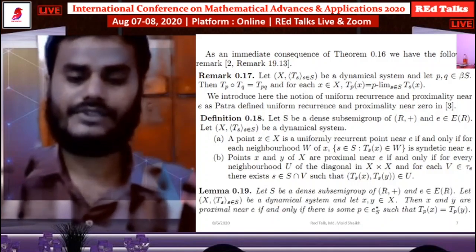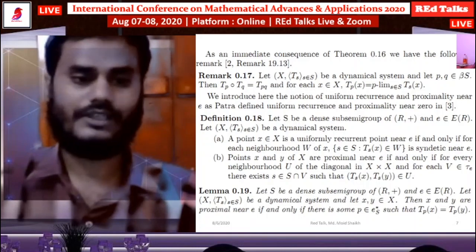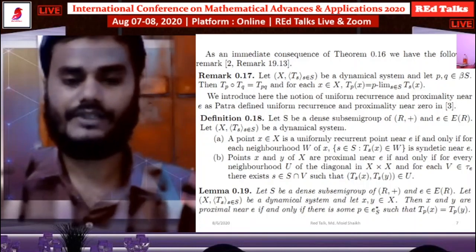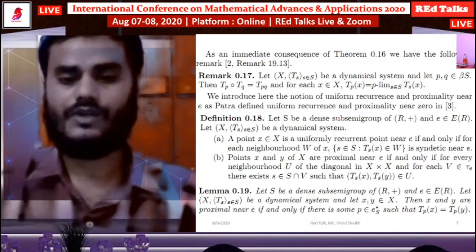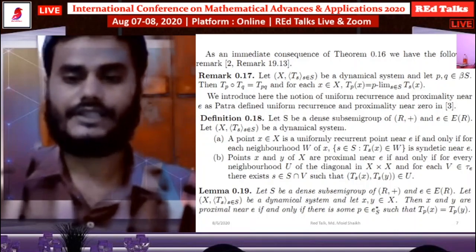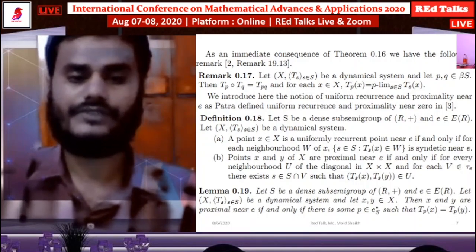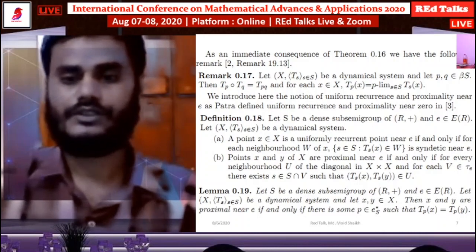Let S be a dense subsemigroup of (R, +) and E belongs to R. Let (X, Ts) be a dynamical system, and let x, y belong to X. Then x and y are proximal near E if and only if there is some p belongs to E S star such that Tp x is equal to Tp y.